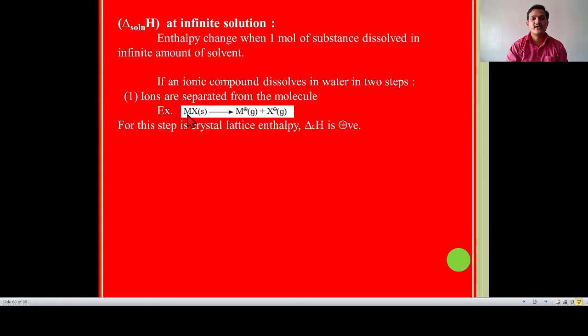Means if we dissociate 1 mole of crystalline solid, any solid, into its gaseous ions, the concept is called as crystal lattice enthalpy. And for that crystal lattice enthalpy is a positive value. And number 2, ions are hydrated with the water molecules surrounding them. Means this ion is hydrated with water molecules, means surrounded by water molecules. The concept called as hydration.